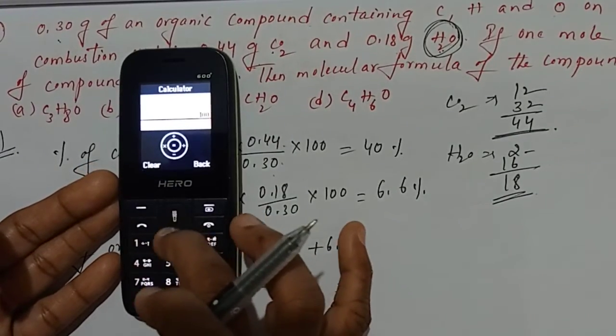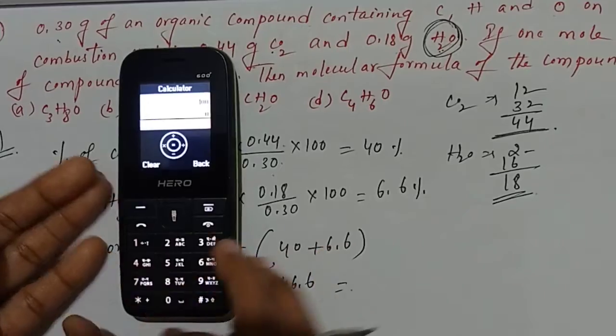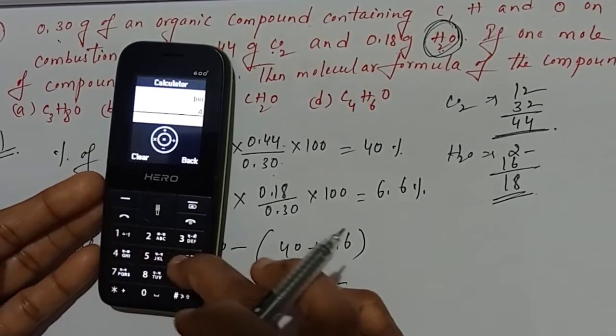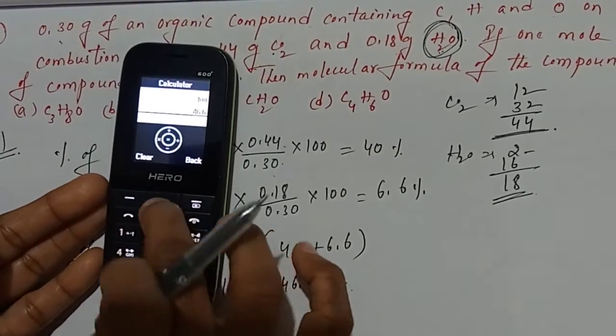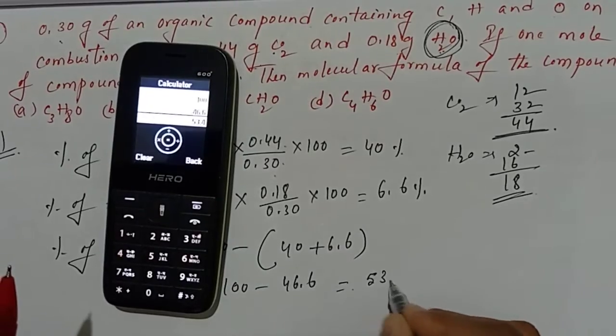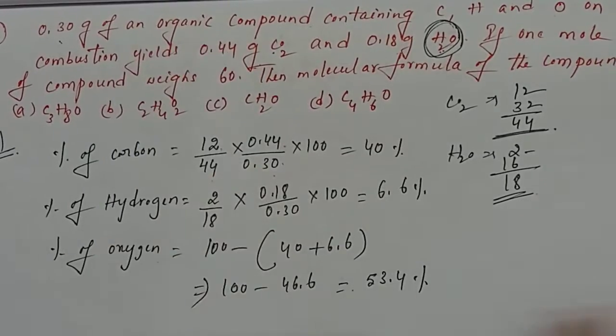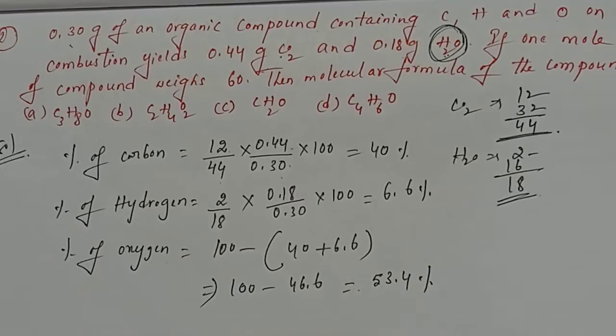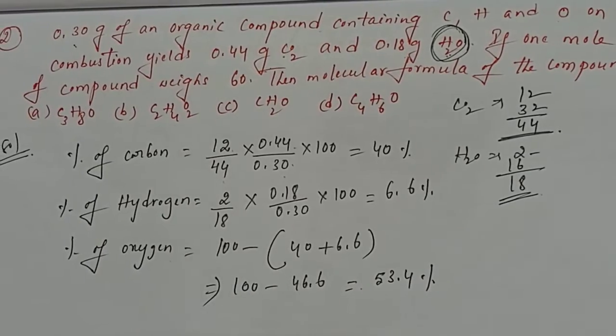100 minus 46.6. How much, students? 53.4 percentage we got. This is the oxygen percentage. Clear this one? 53.4 percentage.